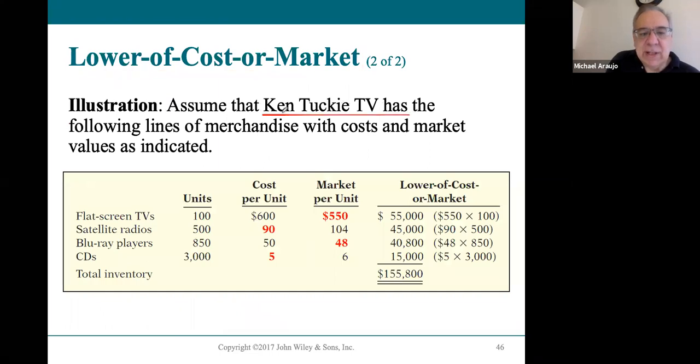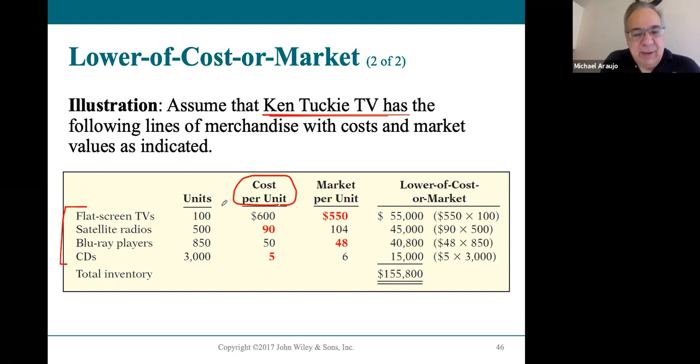Assume that we have this company, Kentucky TV. Y'all, come on down. And they have the following inventory in stock. They've got some flat screen TVs. They have 100 of them in the store. Their cost when they actually bought them was $600.